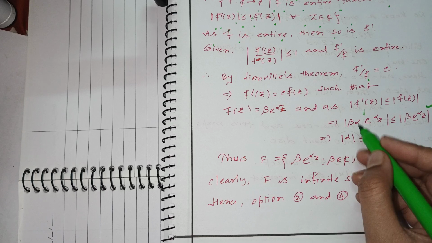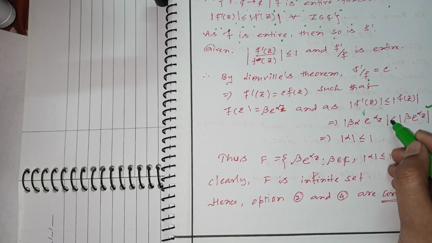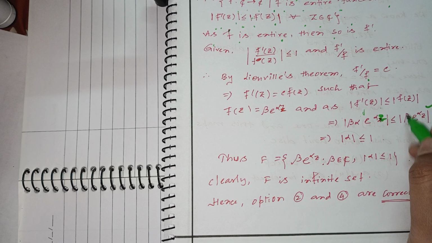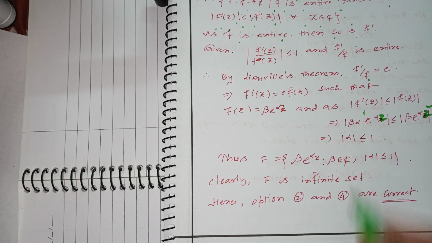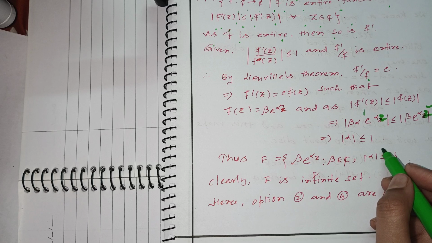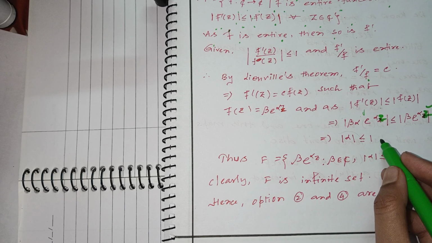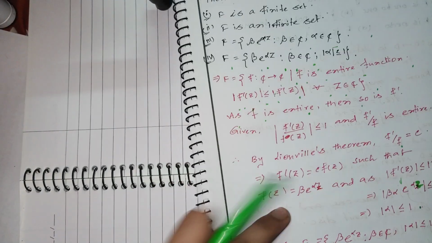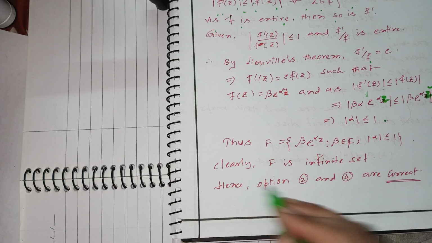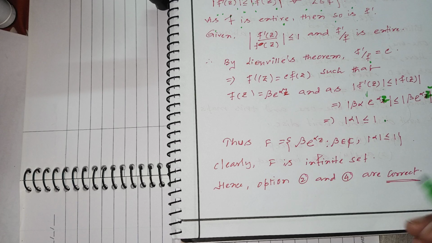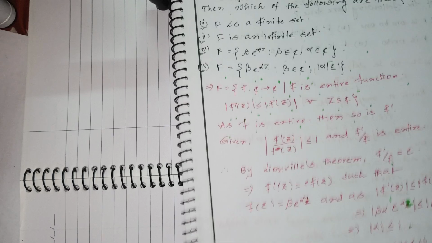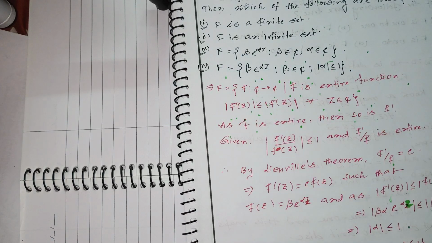As |f'(z)| <= |f(z)|, we get |beta alpha e^(alpha z)| <= |beta e^(alpha z)|. So cancelling, we get |alpha| <= 1. That means option 4 is correct. Again, clearly F is an infinite set because an infinite number of such functions exist. So option 2 is also correct. So here the correct options are 2 and 4. I hope it is clear.